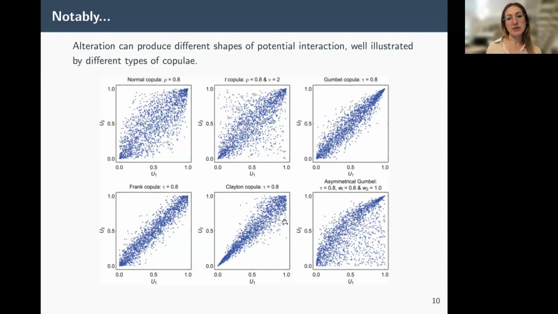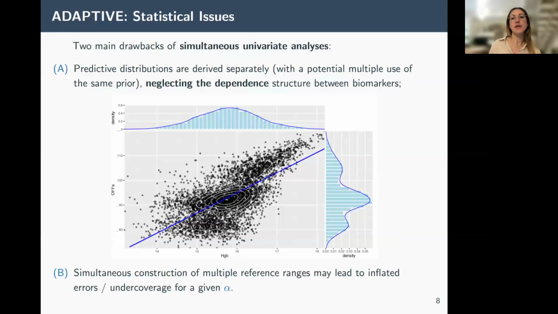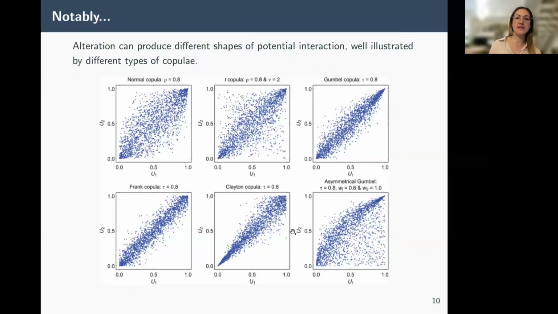asymmetric dependency. For example, if you look at the Clayton copula, you will see much more dependency on the left tail compared to the right one. And if you look again at the Clayton copula, you will also see some similarity with this plot here. It's not exactly the same, because here it is more a rotated copula, a survival copula, rather than the standard one.